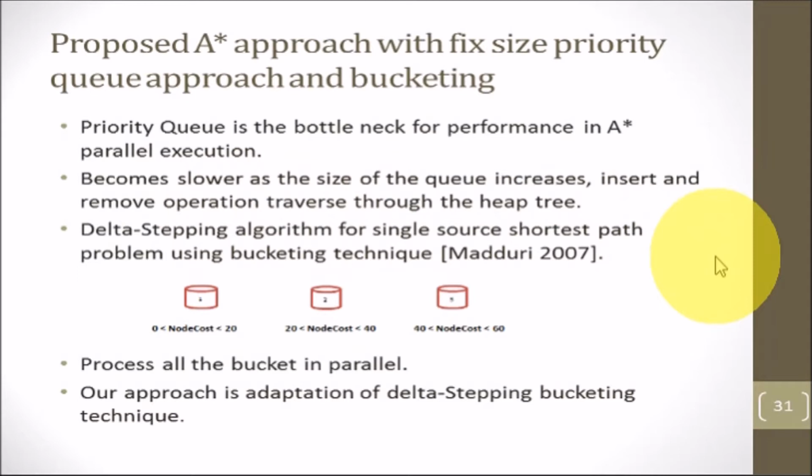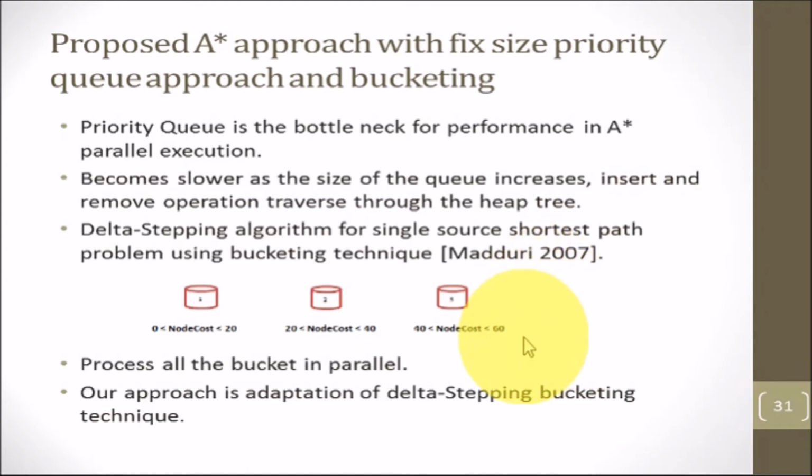So we came across this delta stepping algorithm, which is for the single source shortest path problem and uses a bucketing technique. This is for the single source shortest path problem, which means finding the path to all the nodes in the graph from a particular node. But we saw that this could be used to optimize our priority queue execution.